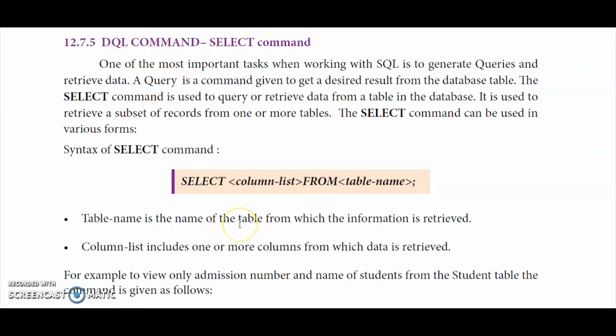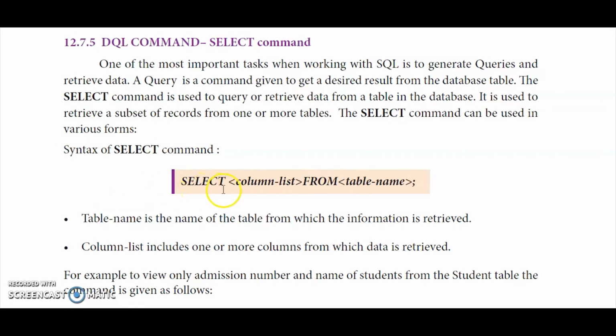So now we will see what all we can add with that select command. Select star retrieves all the records. Suppose you want to retrieve only one record or only one column, then how can we perform that with this select command? Okay. In DQL, one of the most important tasks when working with SQL is to generate queries and retrieve data. That is the main important task. So for that we will be using the select command, which plays the main role. Select command can be used in various forms.